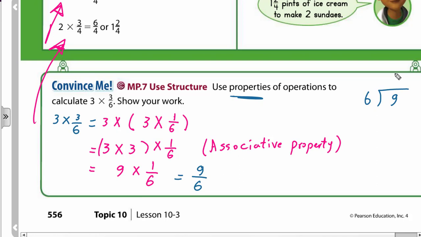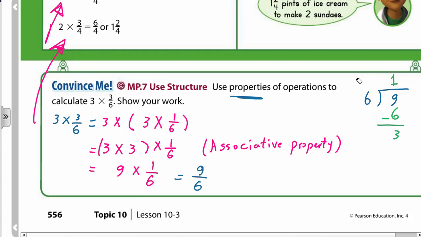Yes, it's 1. So 1 times 6 equals 6. Subtract to get the remainder, 3.